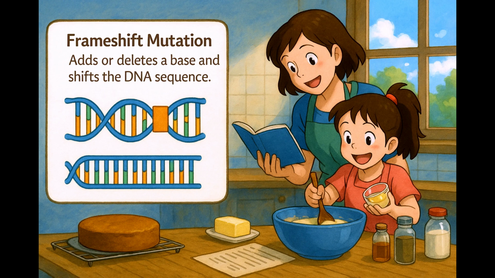In this analogy, each step or ingredient in the recipe represents a base in the DNA sequence. And just as missing or adding an ingredient affects the final cake, adding or deleting a base shifts the entire genetic code, potentially affecting the resulting protein.